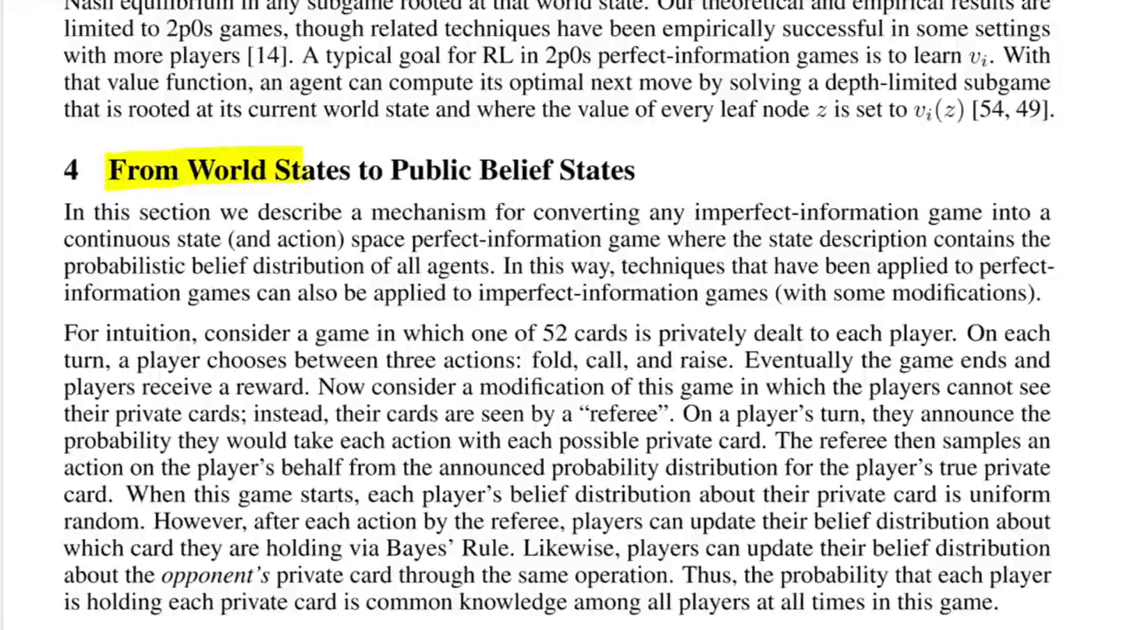So we're going to go from world states to public belief states. The world states are sort of what we would like to have, but don't know. The public belief states, those are going to be things that everyone knows. So if we go from world states to public belief states, we're going to be in a situation again where everyone knows everything, and therefore it is a perfect information game. It's going to be a different game, but if we find the solution to this different game, we're going to end up with the solution to the original game.